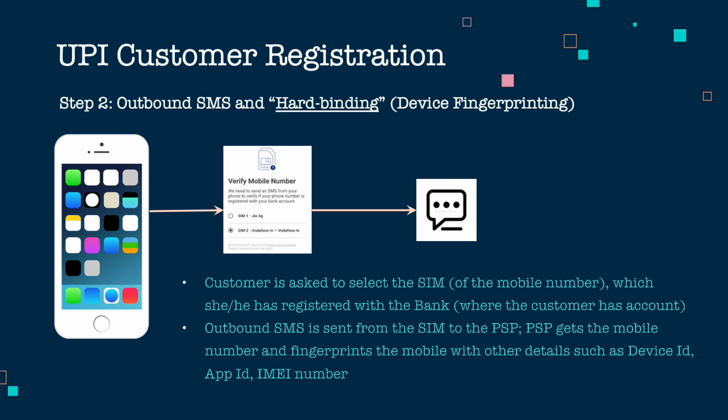Once the customer selects the SIM card of the mobile number, there is an outbound SMS which is sent from that particular mobile to the PSP. So whenever a transaction is done, it is to be authenticated that it came from the same device which the customer registered at the time of the customer registration process. This is what is called device fingerprinting. So this is the second step in the customer registration process.